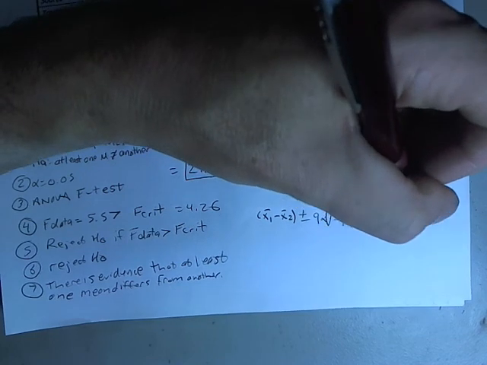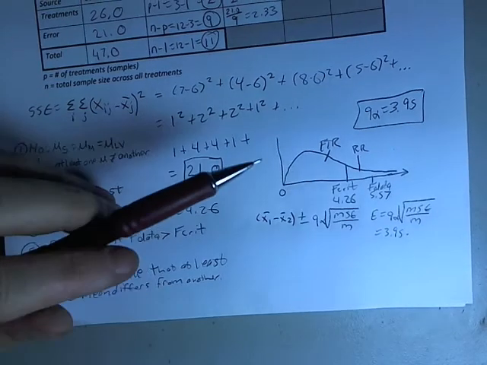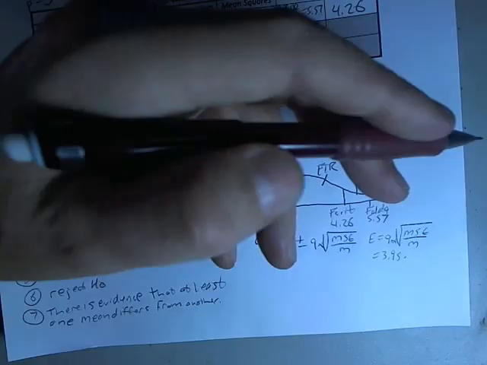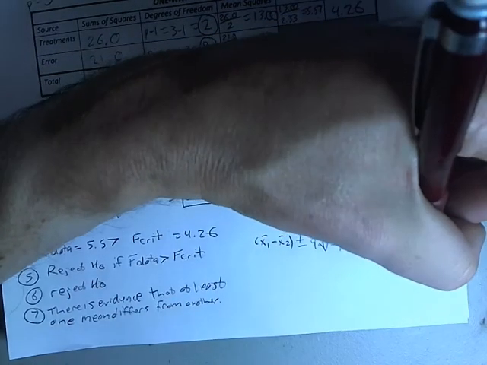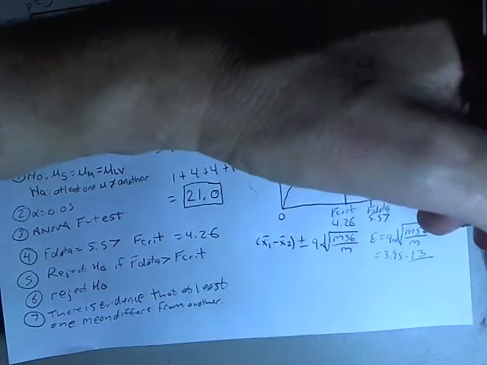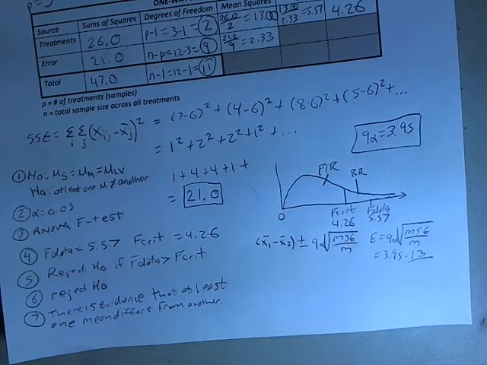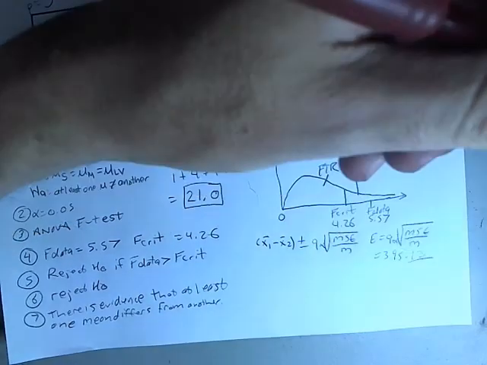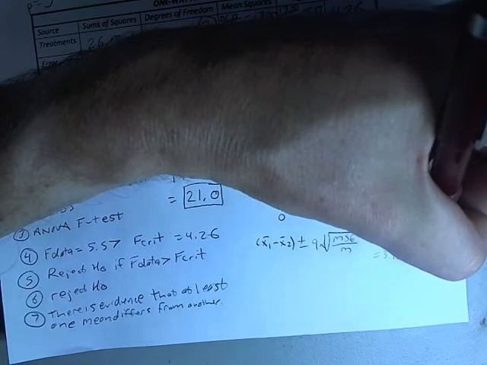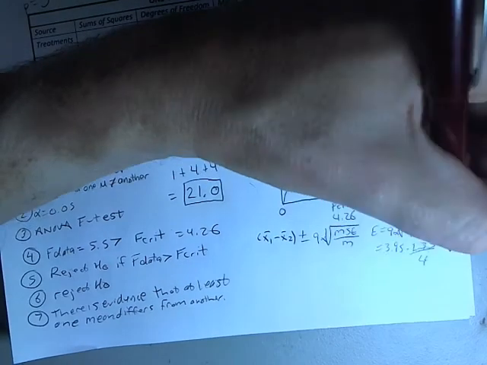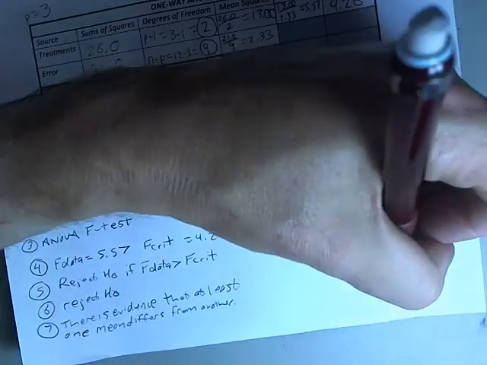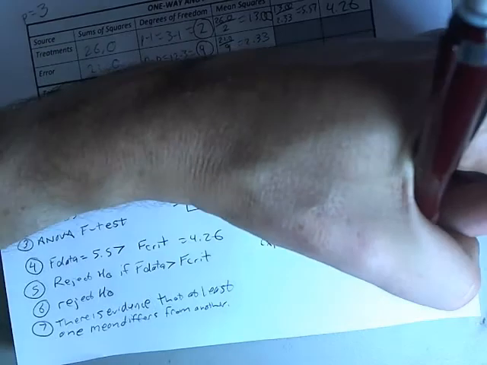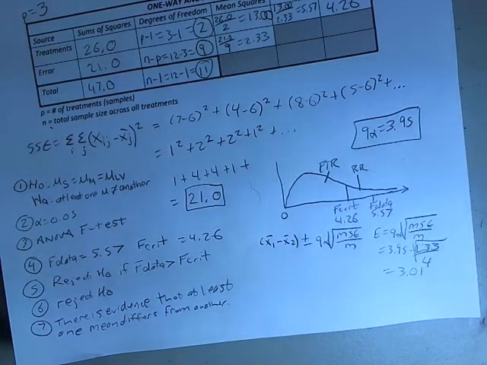So therefore our margin of error is 3.95 multiplied by the square root of the MSE divided by the sample size, and the MSE of course is 2.33, and we're going to divide that by the sample size, 4, and square root that. Doing the math on that, we get a margin of error of 3.01.